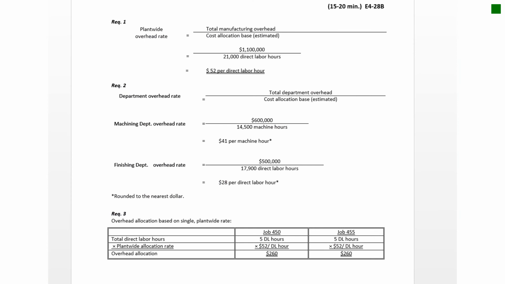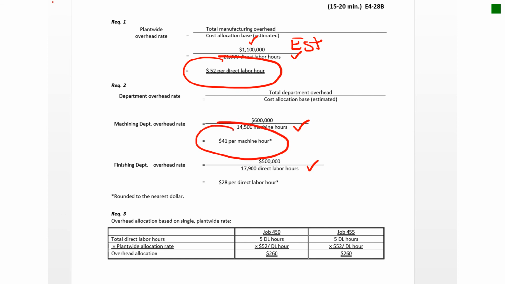So again, here's in requirement number 1, they gave you that estimated overhead in the beginning. They gave you the estimated labor hours. So the plant-wide rate is $50 per hour. In terms of the departmental rates, they already told you in the problem. They took this 1.1 million. They split it between machining and finishing. Notice the 600 and the 500,000 adds up to 1.1, just so you can tie that back. They also gave you these two estimates. Once you divide, you have $41 per hour for machining, and the finishing is $28 per hour. So that's parts 1 and 2.